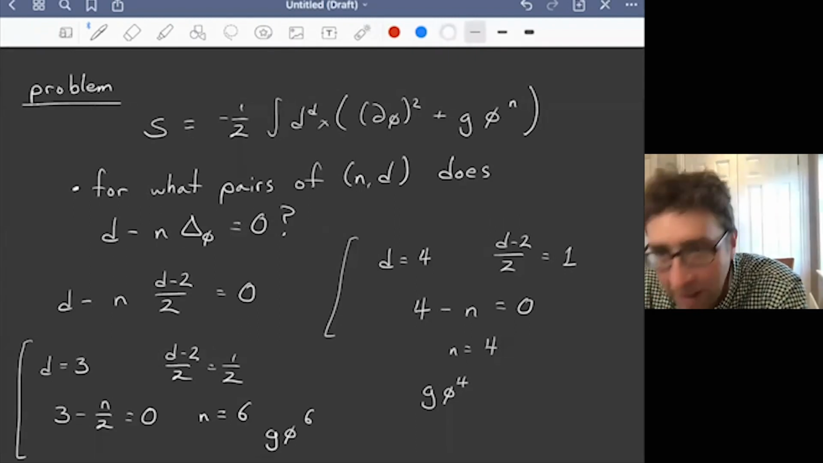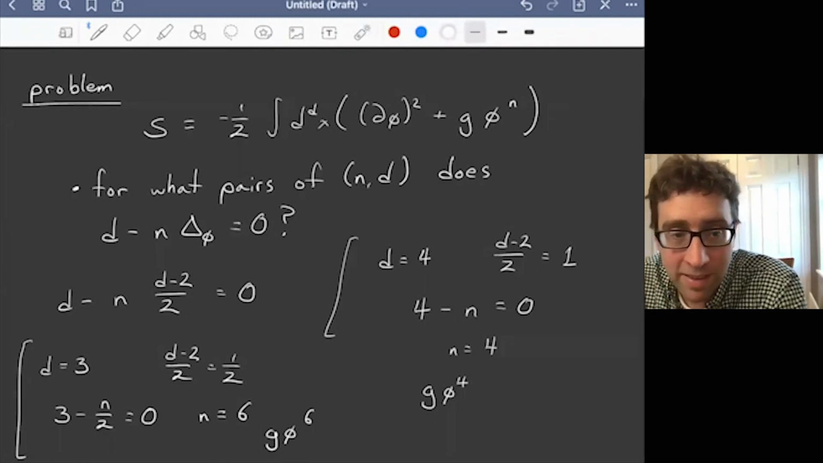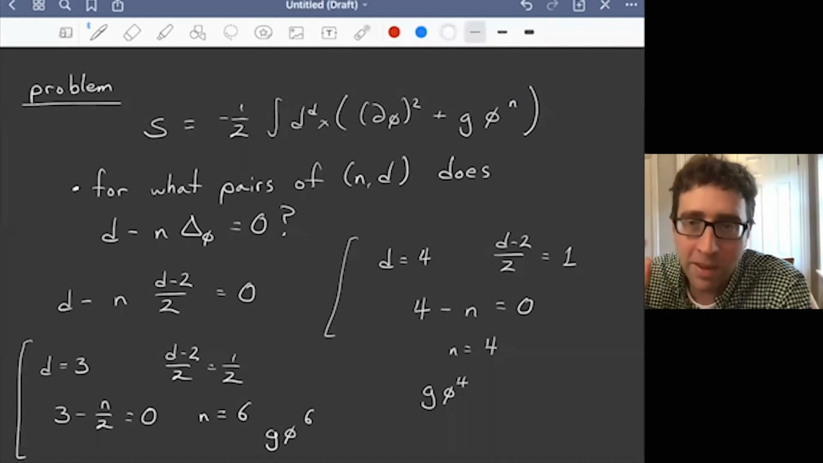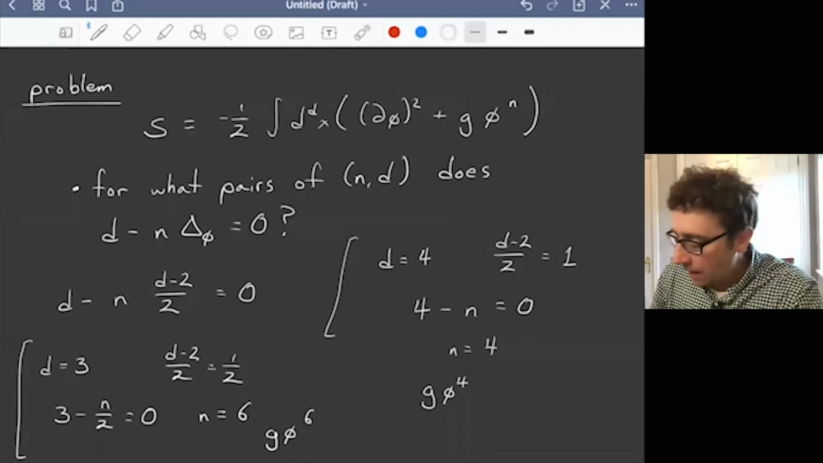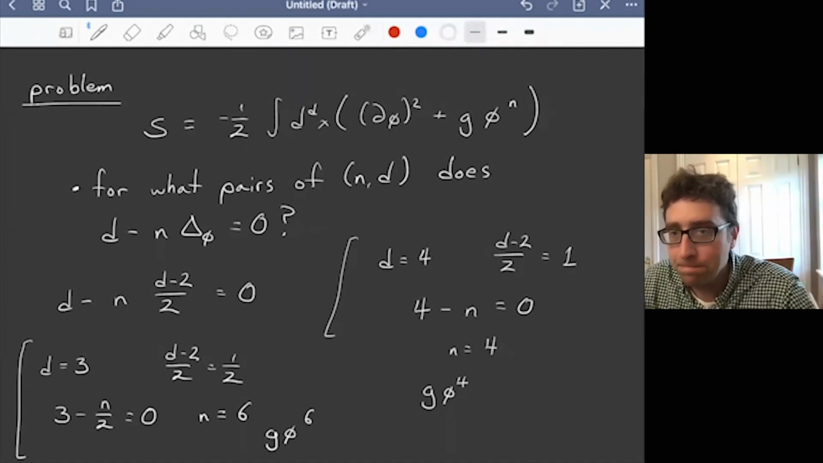So again, these simple considerations are landing us on a famous example of a field theory in 3 dimensions: g phi to the 6, the tricritical Ising, something in the same universality class of tricritical Ising. And I'll let you work out on your own if there are any more examples in the system which are classically marginal.